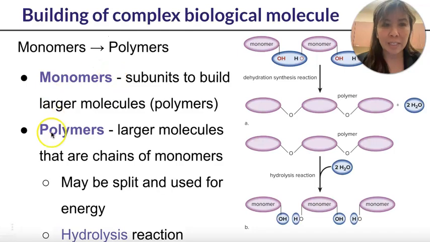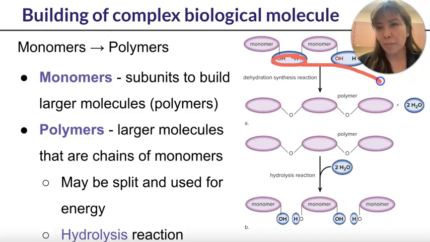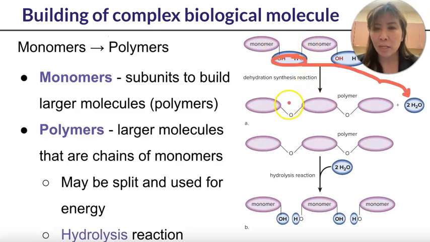What's happening here is this OH and this H combine together and form water. By forming water, it allows these 2 to bind together. You can see there's another oxygen right there that I can't hit. So now they're bound together: this monomer and this monomer linking together. A monomer is a subunit that we use to build larger molecules, and larger molecules are known as polymers. A polymer is a chain of a bunch of monomers.